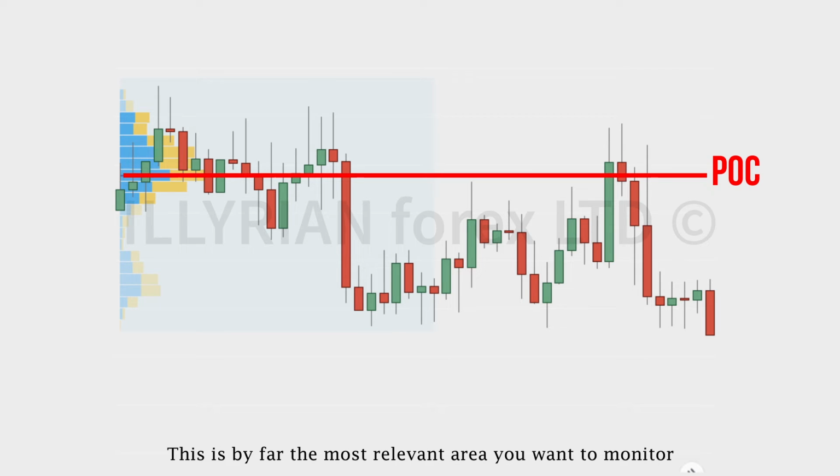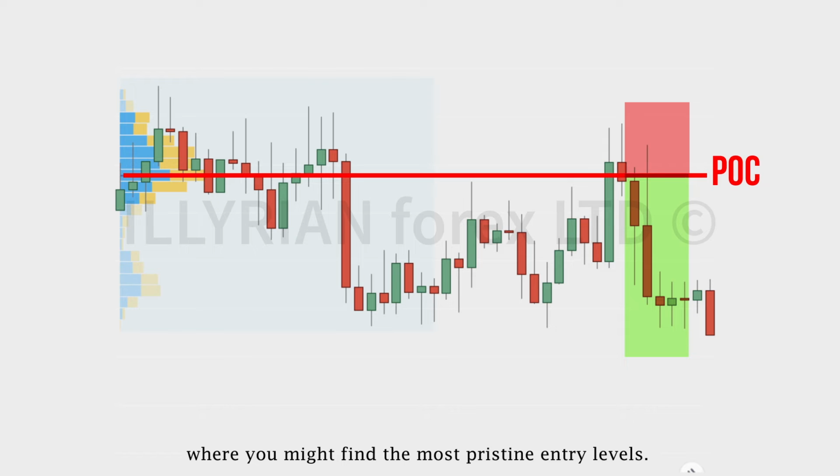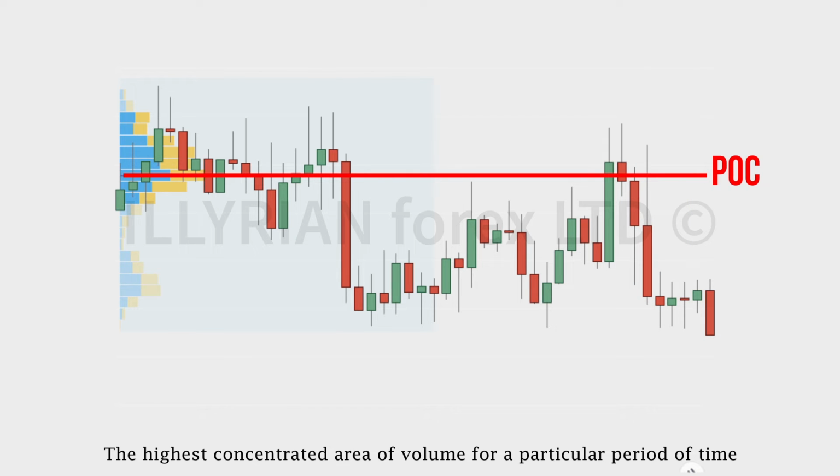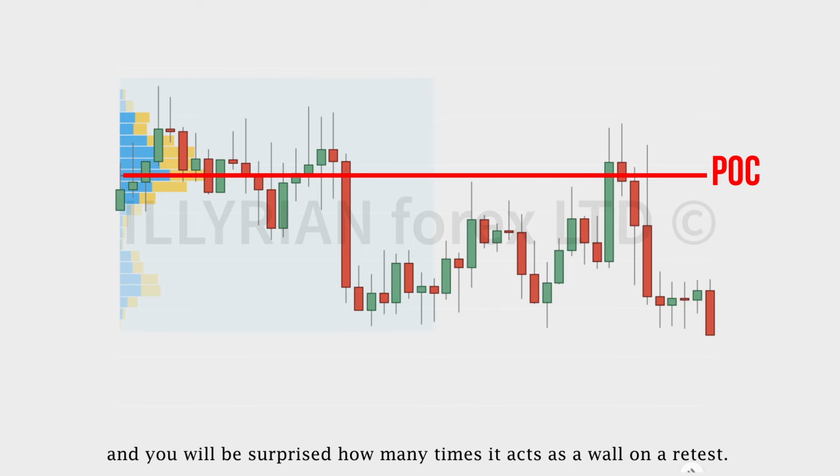This is by far the most relevant area you want to monitor, as it can help to define the placement of your stops or the areas in the chart where you might find the most pristine entry levels. The highest concentrated area of volume for a particular period of time, we will call it POC or point of control, and you will be surprised how many times it acts as a wall on a retest. Traders tend to factor this in as an area of support or resistance.